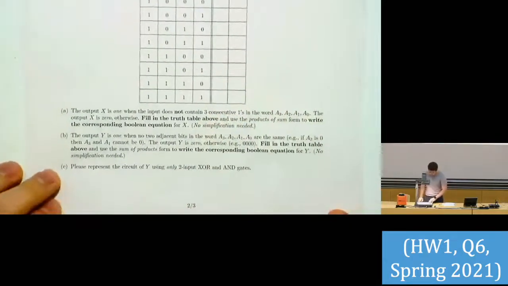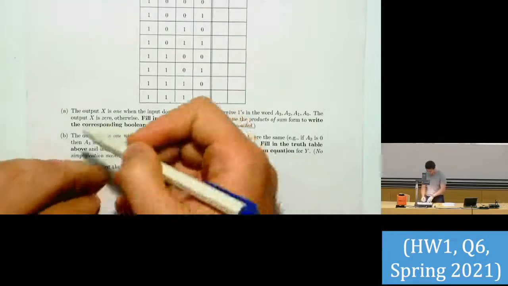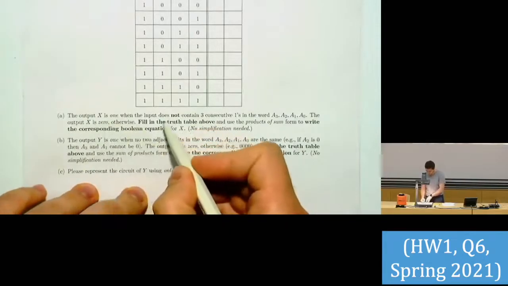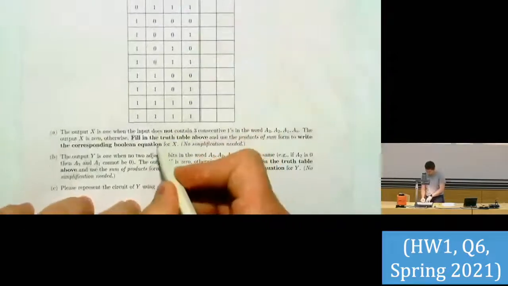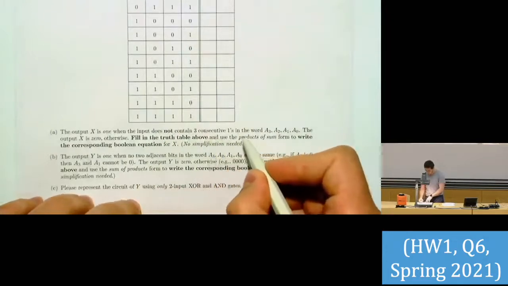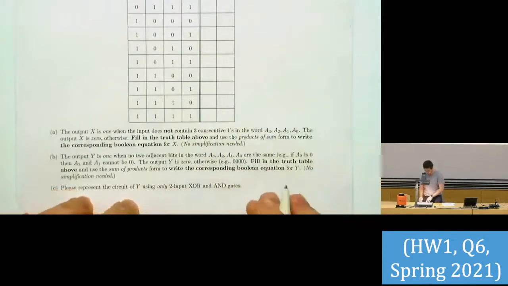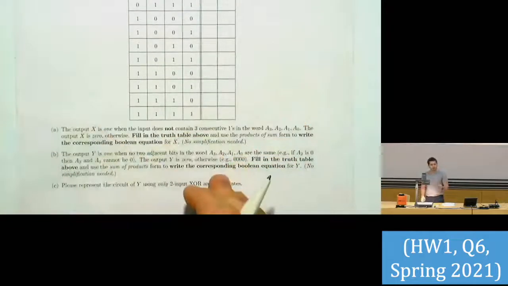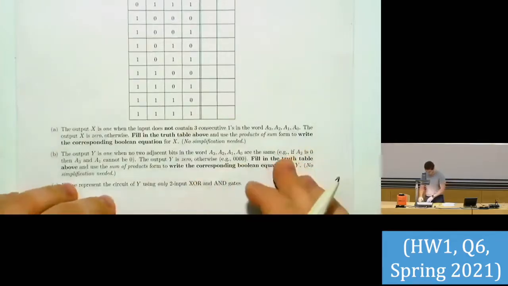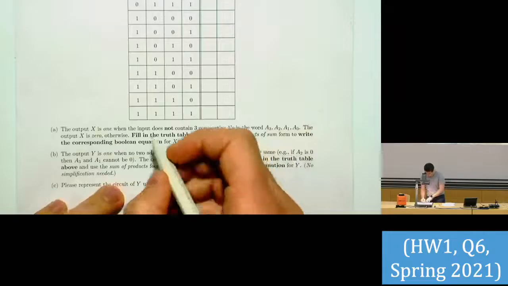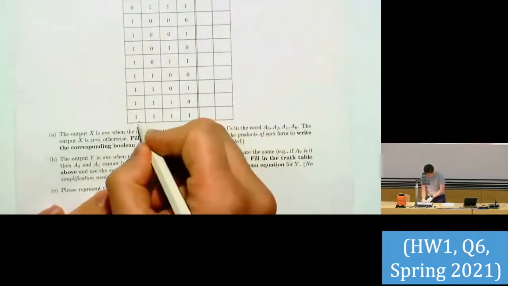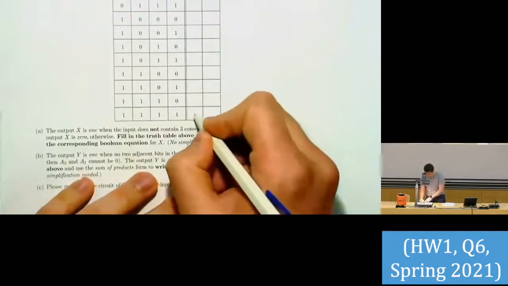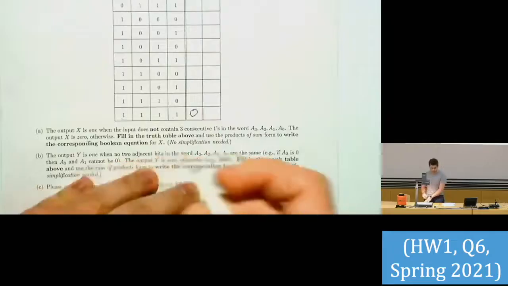So let's look at the first, you can see it, right? Okay. So let's look at the first question here. It says, describe x first, and what x basically is, x is 1 when all of the inputs do not contain 3 consecutive ones in words A3 to A0. In other words, it is 0 when it contains 3 consecutive ones. So let's find such occurrences in this truth table. So for example, it contains 3 ones consecutively, right? So this means that here x should be 0.